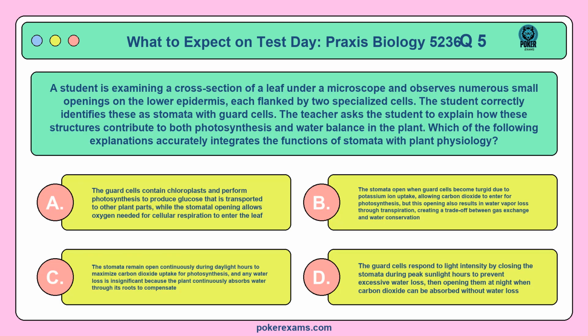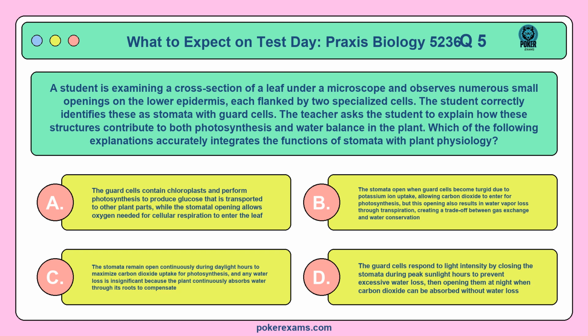Question 5. A student is examining a cross-section of a leaf under a microscope and observes numerous small openings on the lower epidermis, each flanked by two specialized cells. The student correctly identifies these as stomata with guard cells. The teacher asks the student to explain how these structures contribute to both photosynthesis and water balance in the plant. Which of the following explanations accurately integrates the functions of stomata with plant physiology?